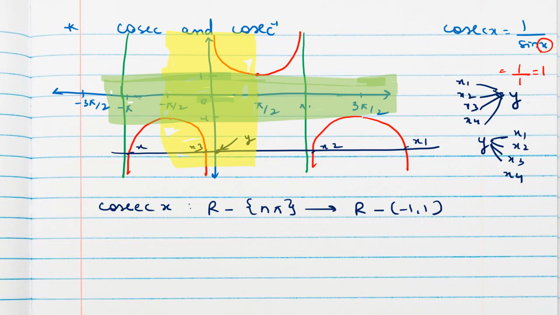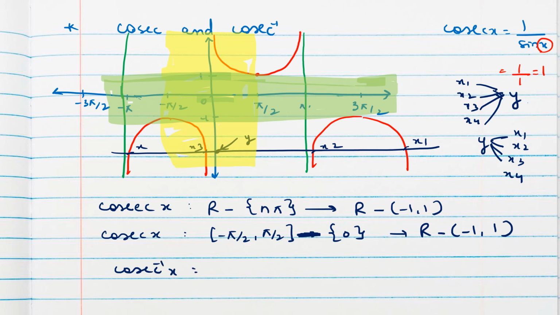Now we will restrict it. After restricting, only the yellow highlighted area we are considering, which means minus pi by 2 to pi by 2. In that, we should exclude the point at which it is undefined, that is the 0 point. Now we can interchange. So the domain and range of cosec inverse will be R minus (minus 1 to 1), and minus pi by 2 to pi by 2 minus 0.